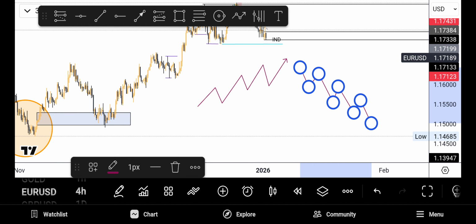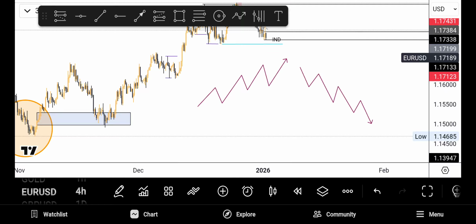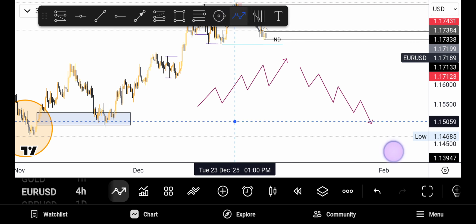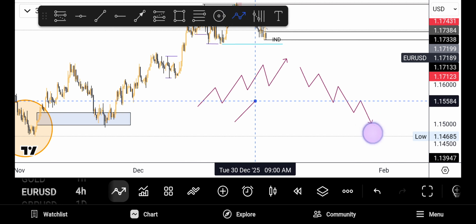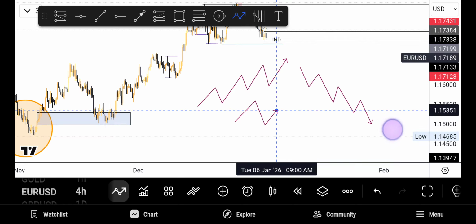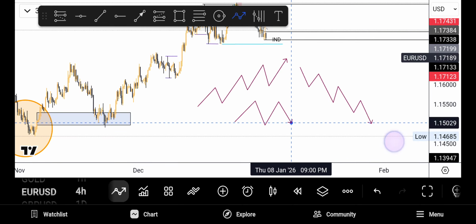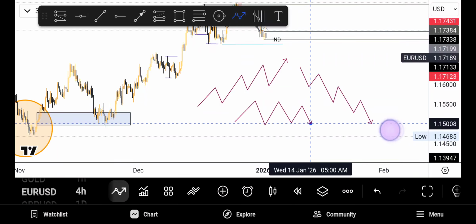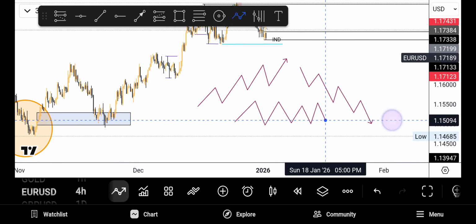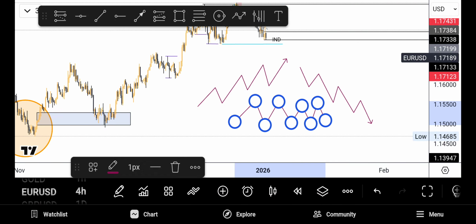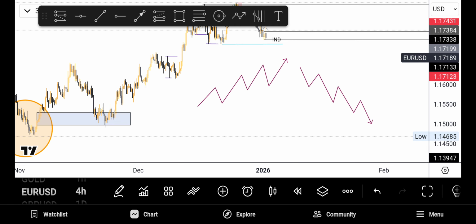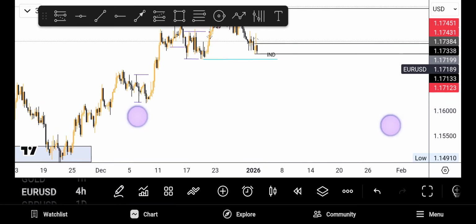Then we have a ranging market, which I advise all my students not to trade, because in a ranging market you don't know the direction of the market. But nevertheless, this strategy works in any market condition once you can spot it, you understand?